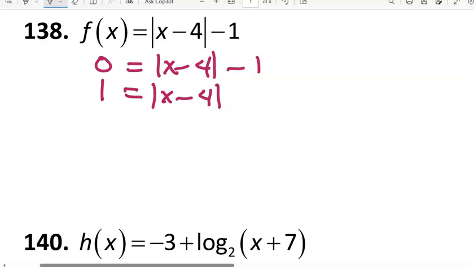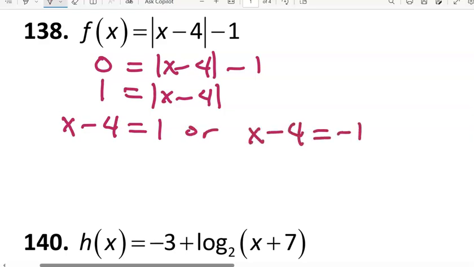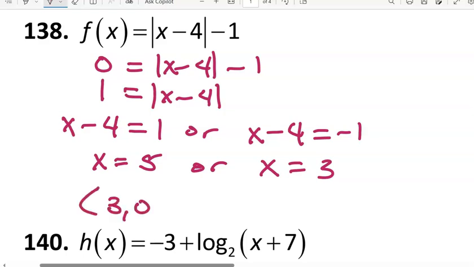Now we have to undo the absolute value. So x minus 4, if its absolute value is equal to 1, could be 1, or x minus 4 could be negative 1. Adding 4 to both sides, x is equal to 5, or x is equal to 3, so we have two x-intercepts, (3, 0) and (5, 0).